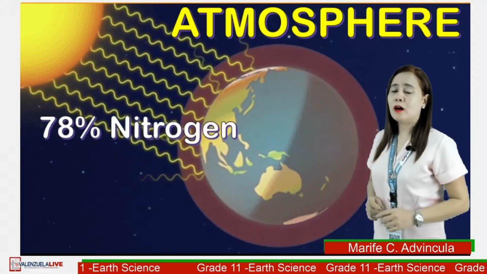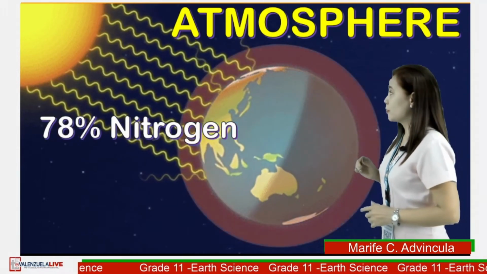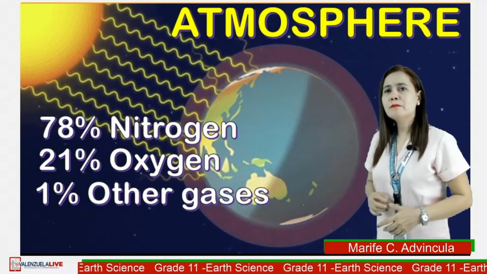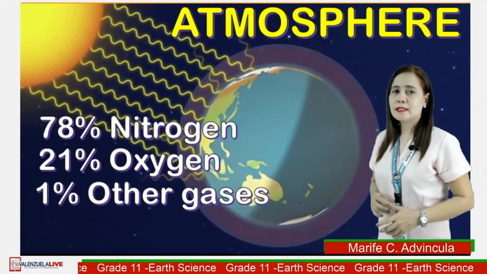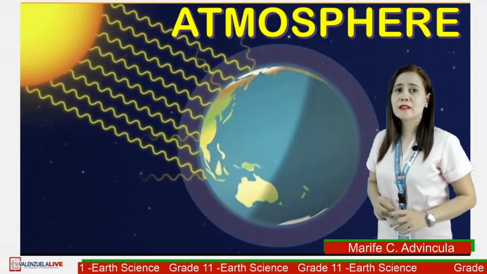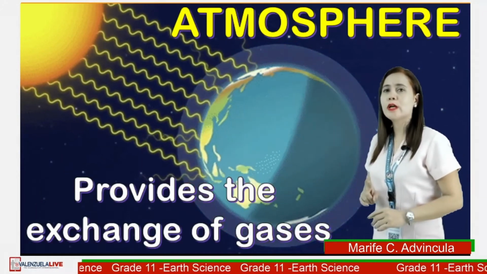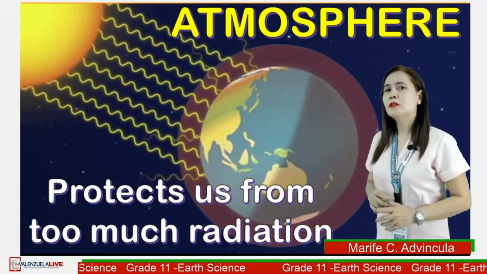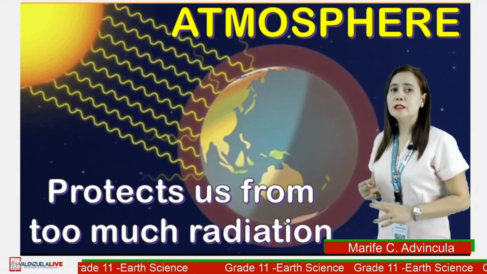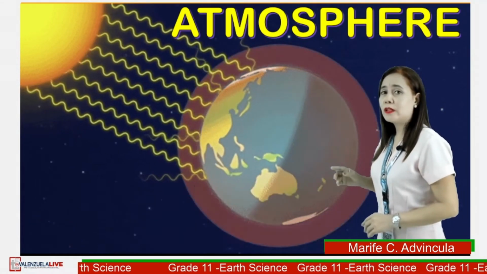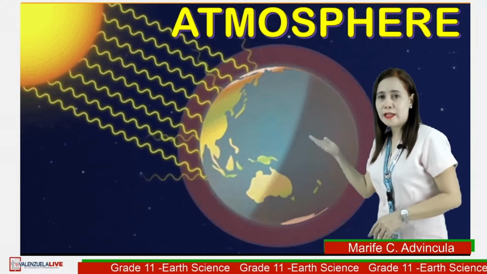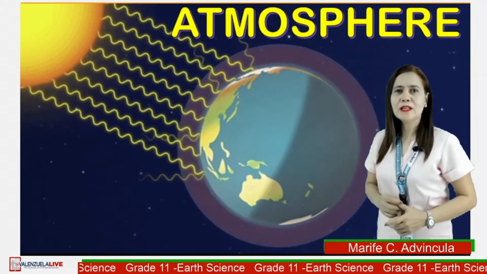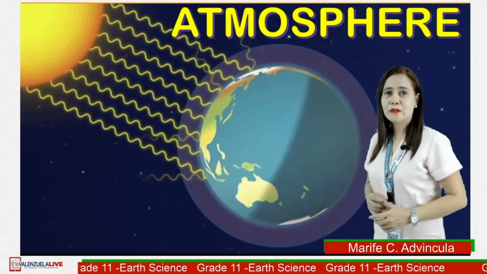It is made up of 78% nitrogen, 21% oxygen, and 1% other types of gases. It provides the exchange of gases that we need for respiration. It also protects us from too much ultraviolet radiation coming from the sun. The atmosphere is divided into several layers based on temperature. Let us see if you can name all of the layers of the atmosphere.